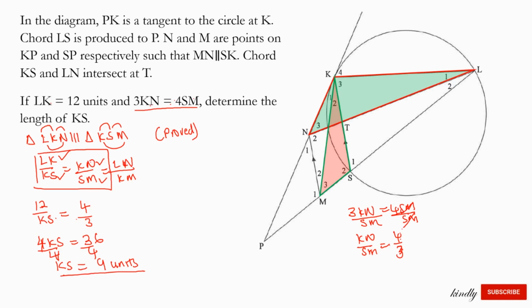Right. Okay, if you want, you can say KS over 12 is equal to 3 over 4. And then multiply by 12 on both sides. Say KS is equal to 3 over 4 times 12. See that? You still get your 9. Okay, we're going to meet when you do the last part of our question.